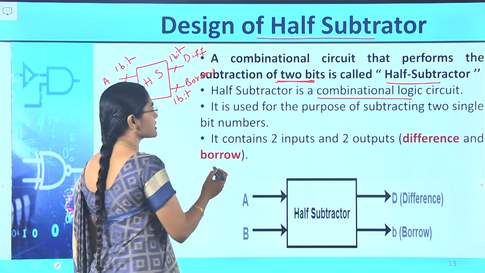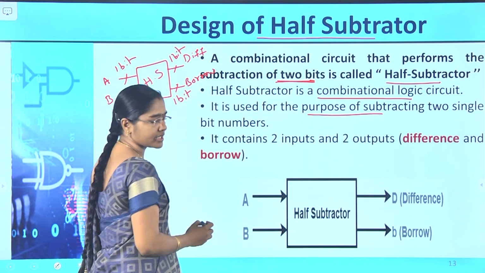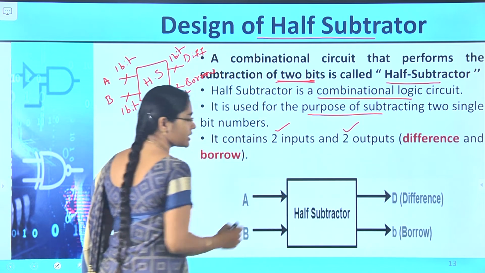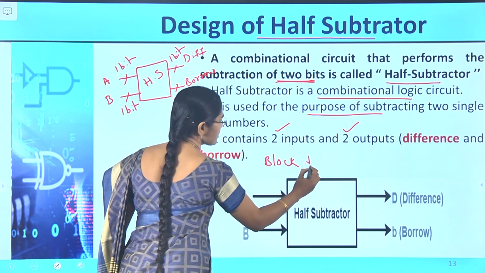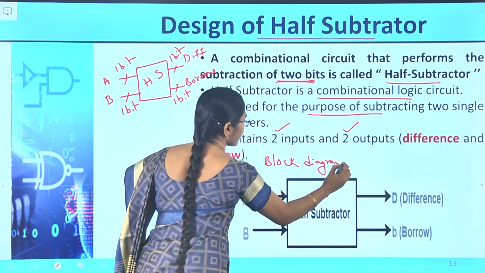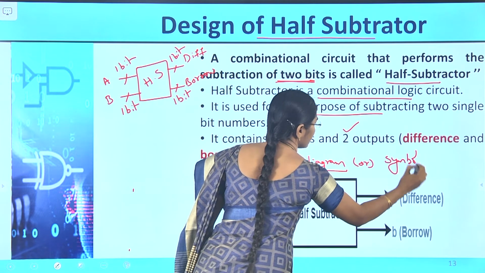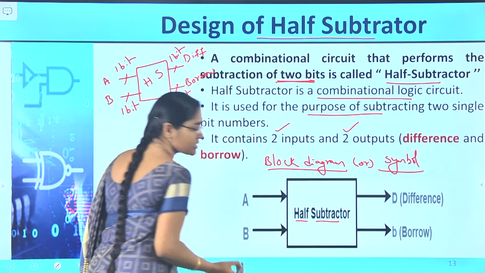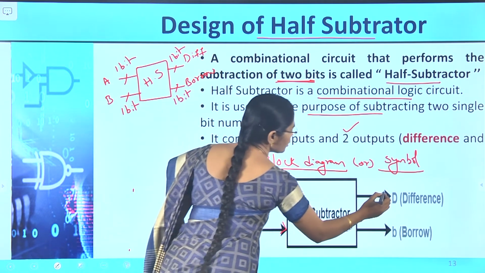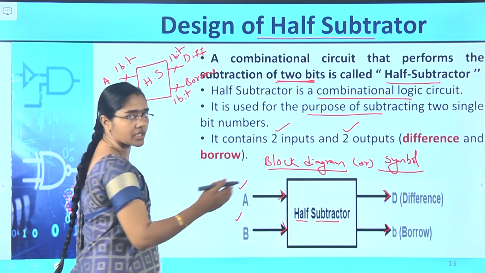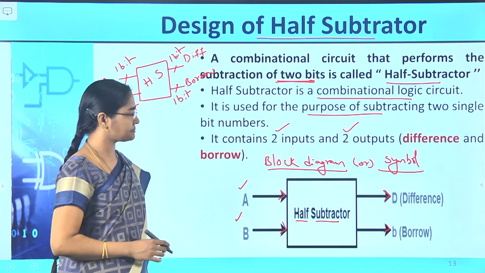Since it is a combinational logic circuit, it doesn't require any memory and it is used for the purpose of subtracting. It requires 2 inputs and produces 2 outputs. Its block diagram, also called the symbol, can be represented like this: a box representing the half subtractor with two inputs A and B with inward arrows, and two outputs, difference and borrow, with outward arrows. This is the block diagram or symbol of the half subtractor.